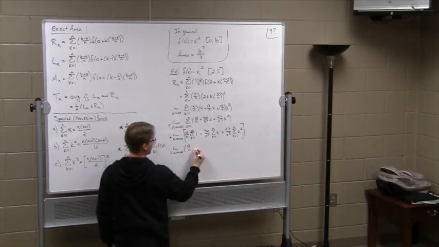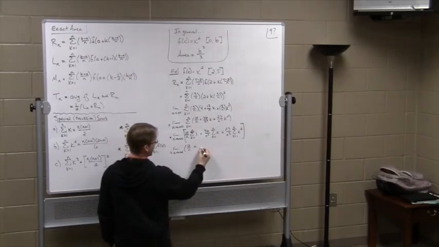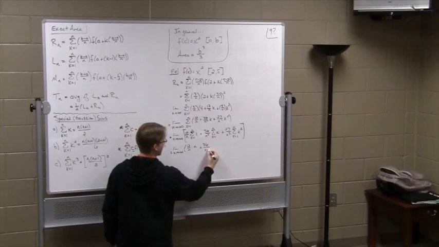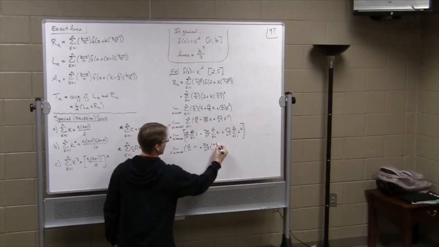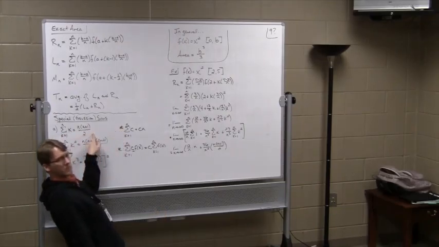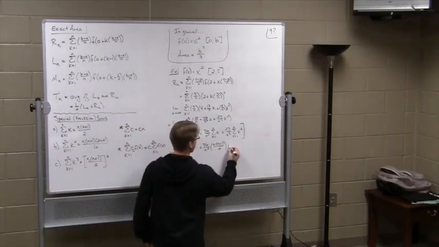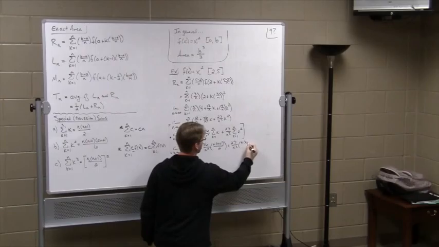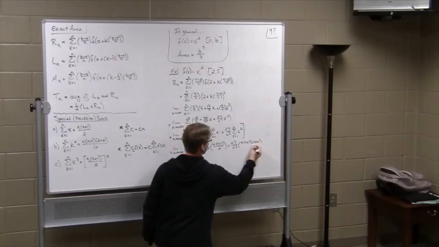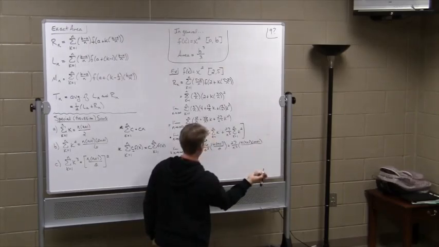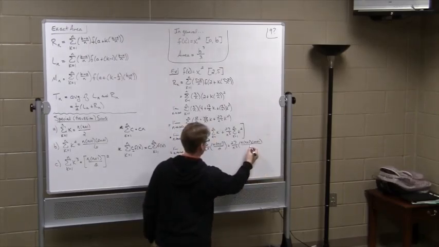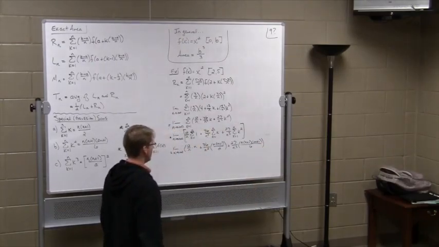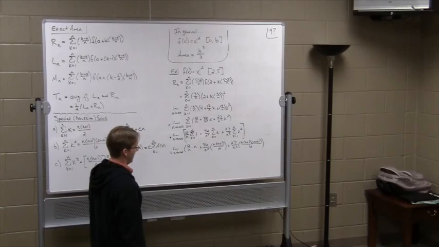12 over n times n. The second one, we know what k is, so this is going to be 36 over n squared times n times n plus 1 over 2. And I'm pulling that straight from here. Okay? And then 27 over n cubed times n plus 1 times 2n plus 1, all over 6. Everybody good? Yeah.